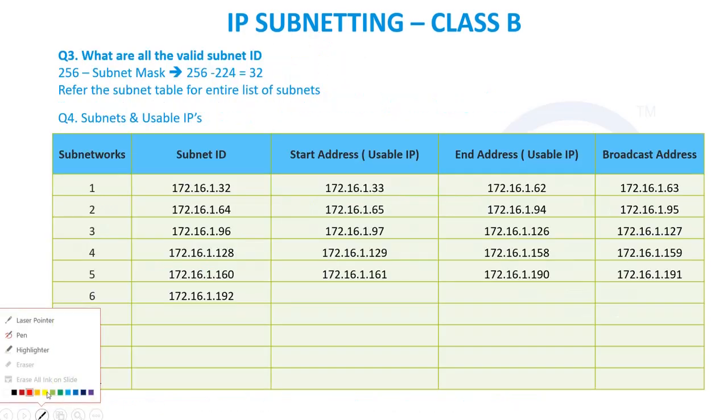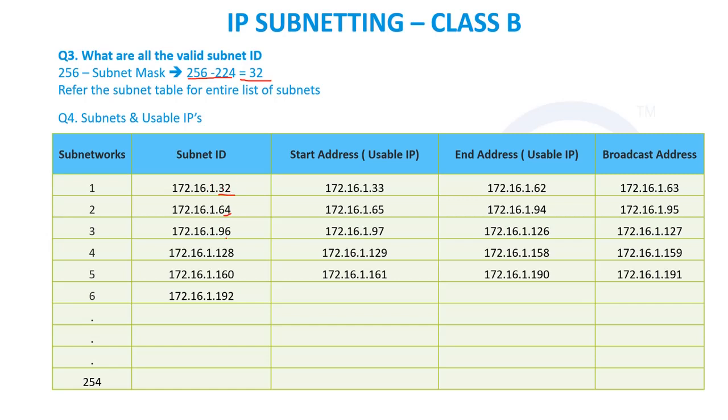So here, the valid subnet increment is 32. We are just subtracting 256 minus 224, so we get 32. Where do we put the 32? In the fourth segment, because we get the variance only in the fourth segment. So we'll have to mention it from the fourth segment. Now I'll have to fill up the fourth segment first, because the third is already completed. So we'll have to start with this.